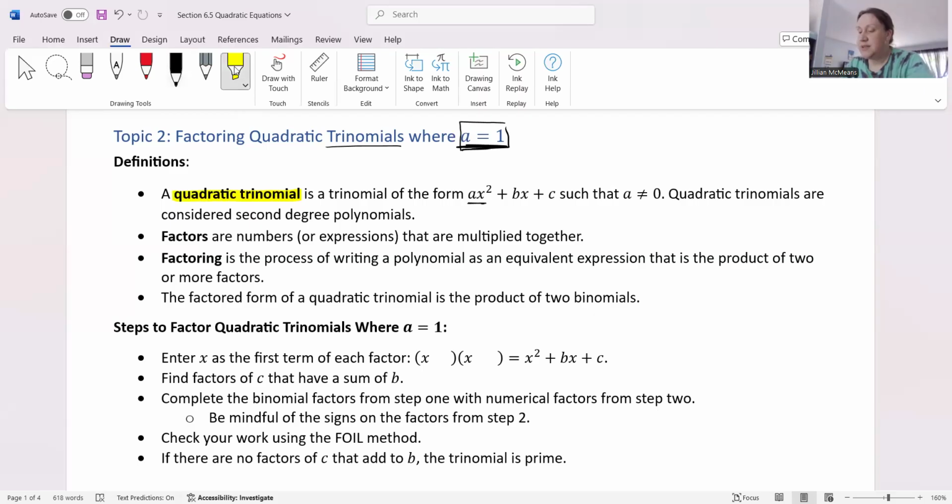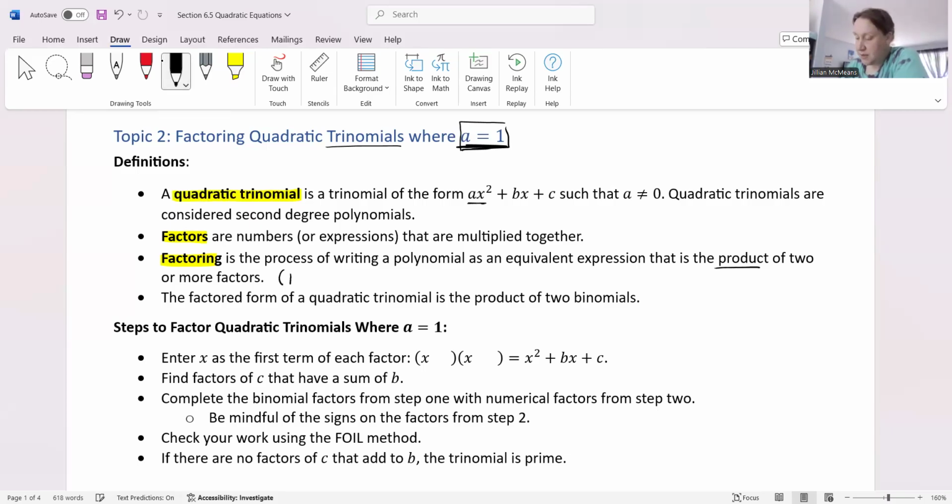Okay? Now, the next definition I have is that of factors. So factors are numbers or expressions that are being multiplied. So when we have things that we're multiplying together, we call the individual things factors. Okay? And then we have factoring. Okay? So factors are things that are being multiplied. Factoring is a process. Okay? So again, factors are numbers or expressions that are being multiplied together. Factoring, on the other hand, is the process of writing a polynomial as an equivalent expression that is the product of 2 or more factors.